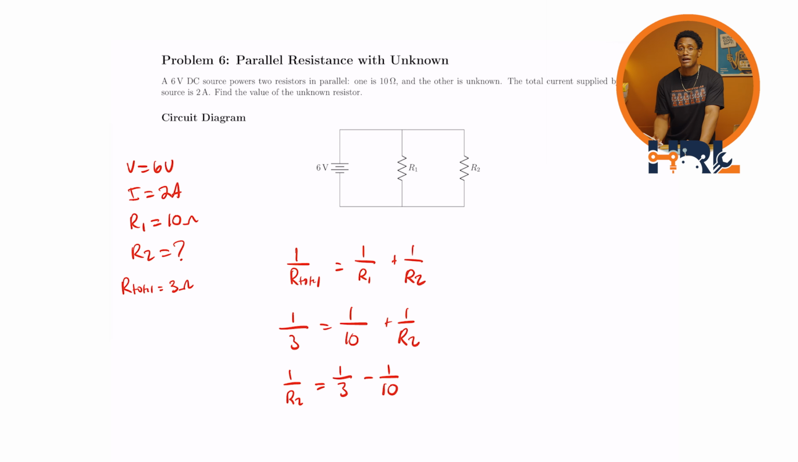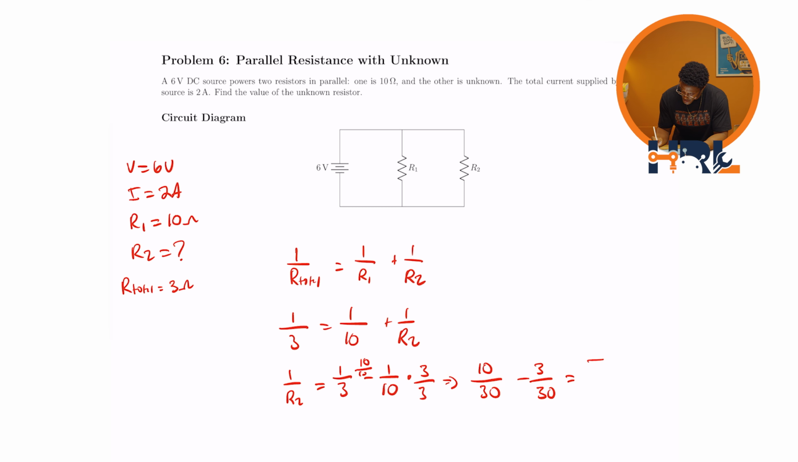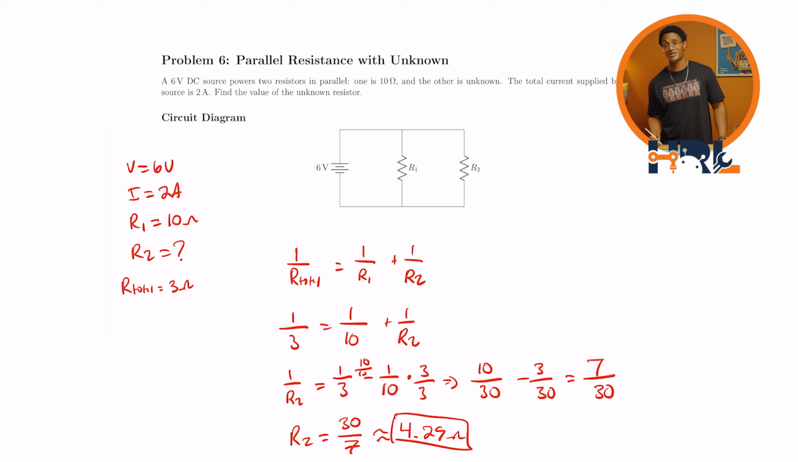So now let's get these to the same denominator. We'll multiply this by 3 over 3. We'll multiply this by 10 over 10. And now we have 10 over 30 minus 3 over 30. And that is 7 over 30. So now if we flip that fraction, we'll get what R2 is. So R2 is equal to 30 over 7, which is approximately 4.29 ohms. Great job, detective. We have solved the mystery.